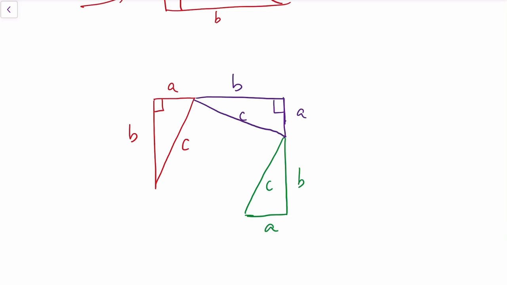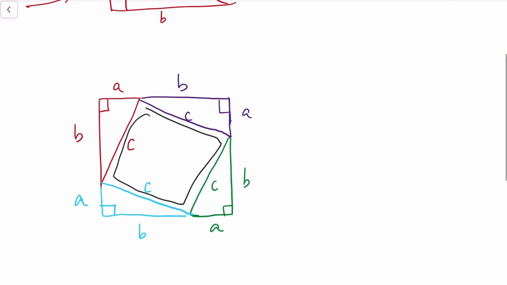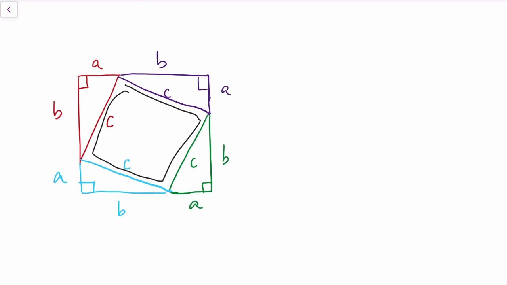And then the last copy, you do the A side here, the B side here, and the C side here. Okay. So if I've drawn it perfectly, alright, what happened is this inside would be a perfect square, okay, and the whole thing would also be a square, okay?